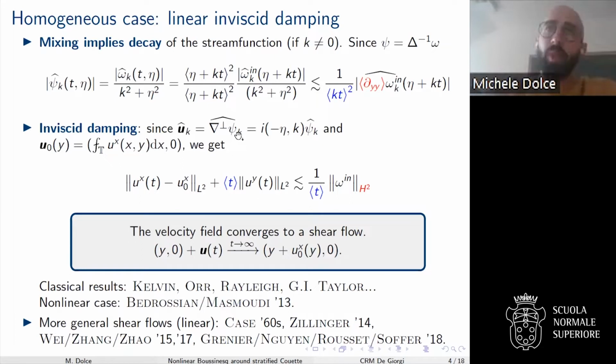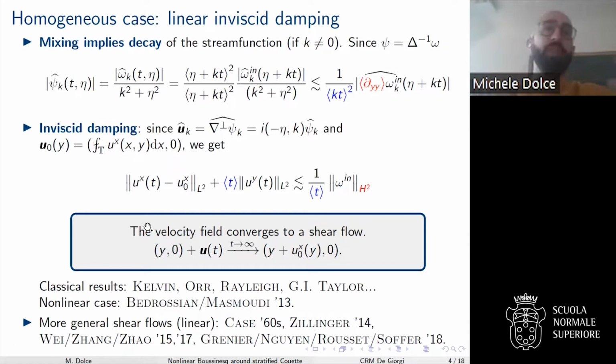And upon removing the k equal to 0 mode, which in this case is simply a shear flow due to the incompressibility condition, what you actually have is that the velocity field is decaying to 0, again, upon paying some derivative on the initial vorticity. And this is called inviscid damping, because it is a damping that happens even in the absence of viscosity.